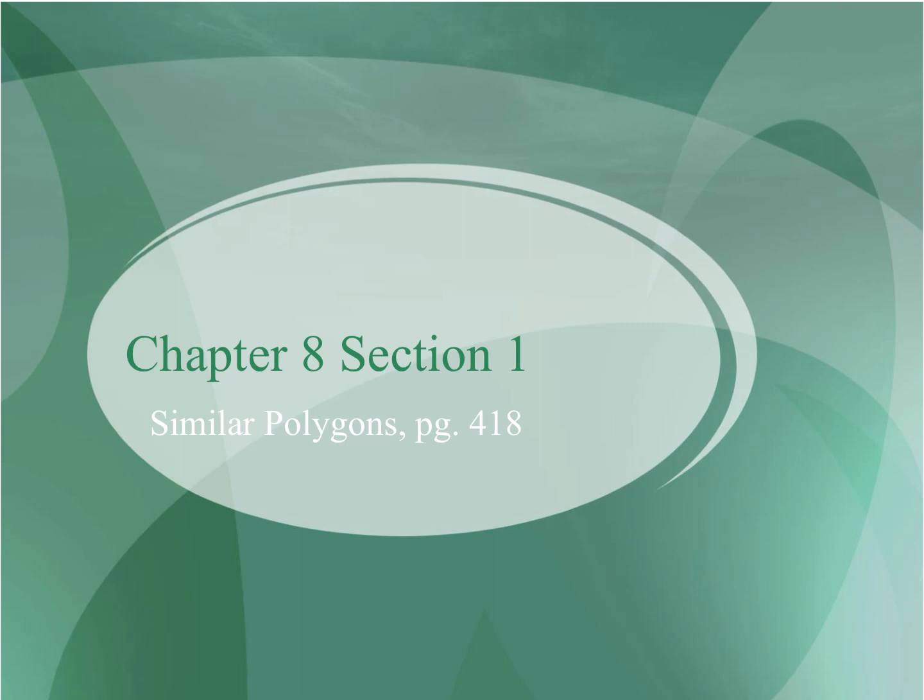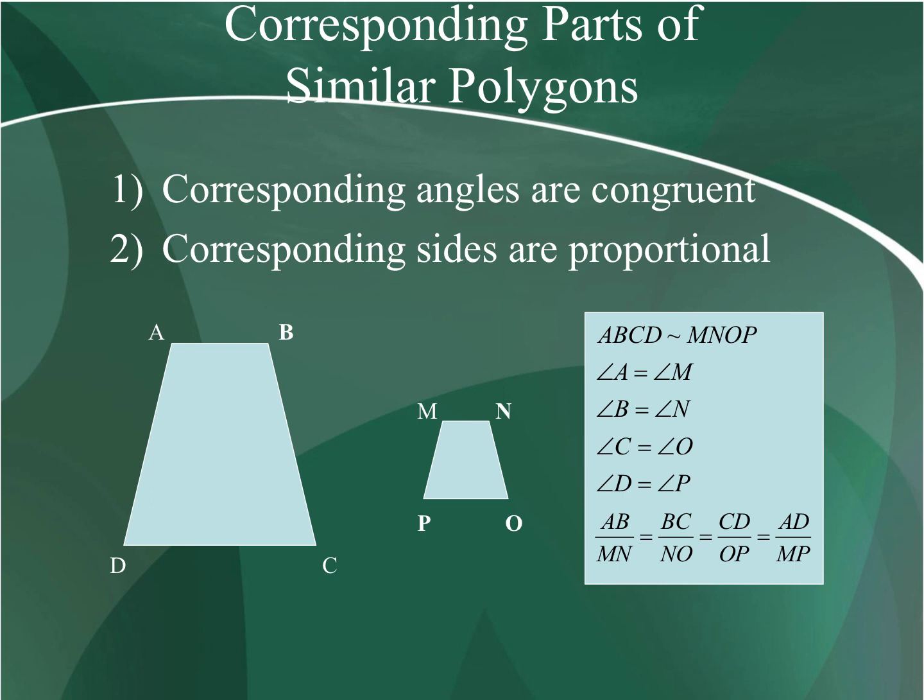So today we're going to go over Chapter A, Section 1, Similar Polygons. Now, the keyword here is similar because they're not congruent, they're just similar. So they're going to have similarities, but they're not going to be equal to each other. We have corresponding parts of similar polygons. The first one is corresponding angles are congruent, and corresponding sides are proportional.